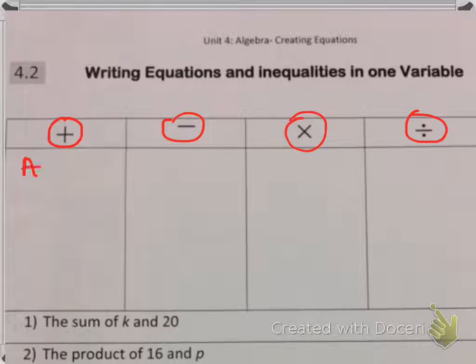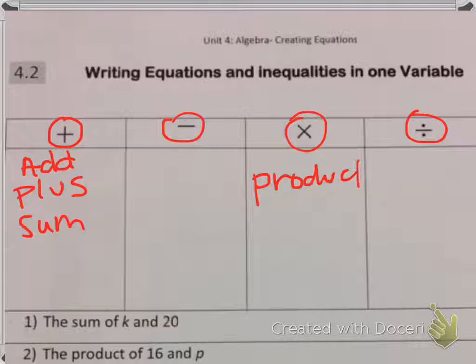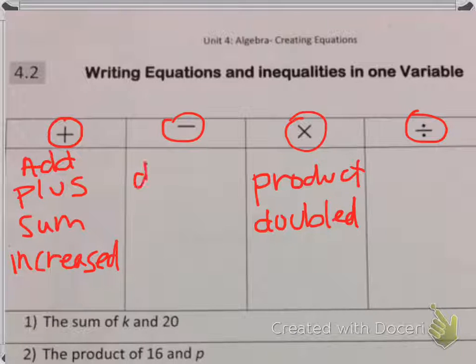Lots of times we use the word add for plus, or we use the word plus. Sometimes we use the word sum. If we use the word product, we're actually talking about multiplying. If we say the word doubled, doubled is when we multiply because we're multiplying by 2. Increased would be addition. Decreased would be subtraction.